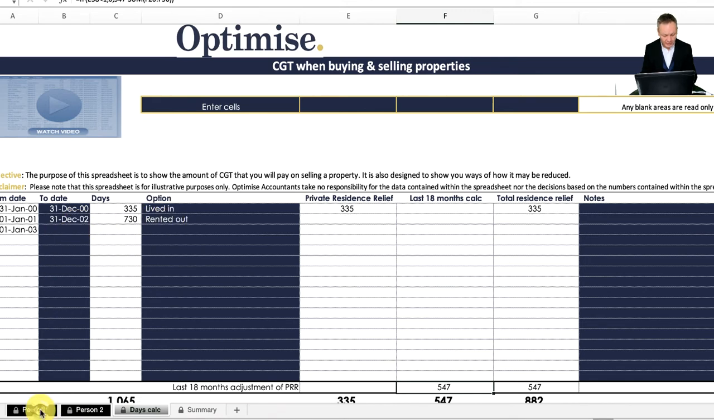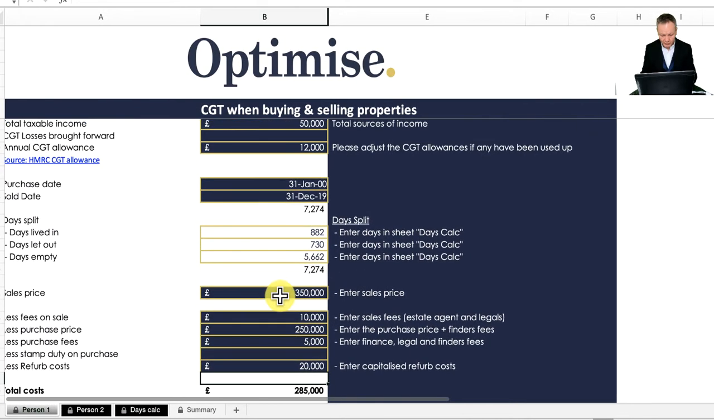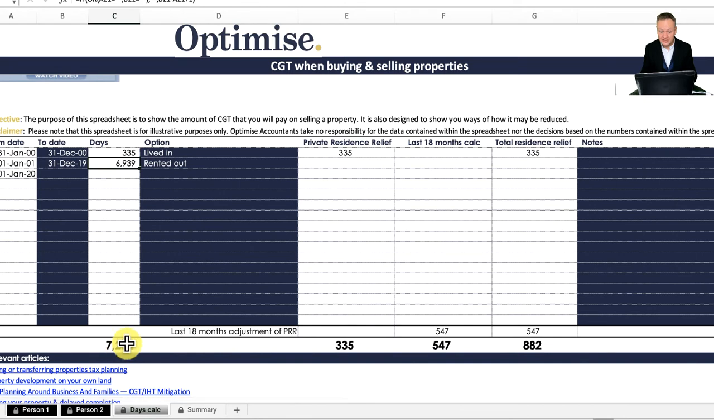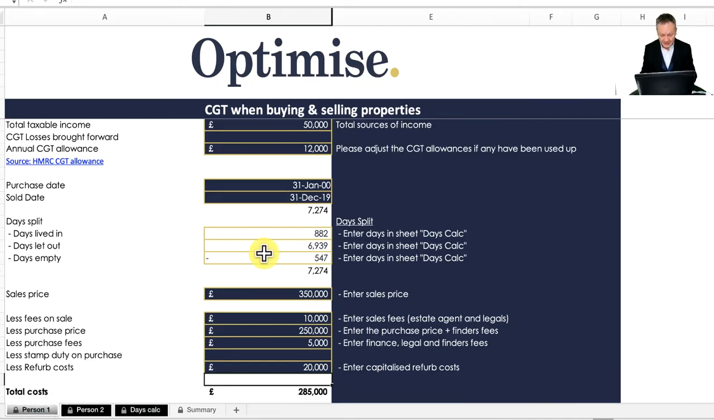Now we've got to remember that if we go back to person 1, we have put the date the 31st of December 2019. So that is the last day that we should be showing on the days calc. So you do need to be careful about that. So we'll put in 31st 12 2019, and then it will say days rented out. Now the days that you'll see here at the bottom in row 38 shows 7274, which is exactly the same number as we've got here. So it's a good check to make sure you've completed all the relevant details.